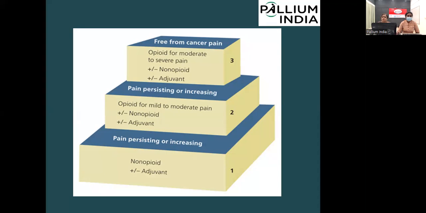Yes. So the first step, you have already heard the first and the second step, right? You've heard about the NSAIDs, you might have heard about adjuvants, you might have heard a little bit about tramadol and tapentadol in step 2. So today we are going to deal with the third step. What is in third step? Third step has strong opioids, right?